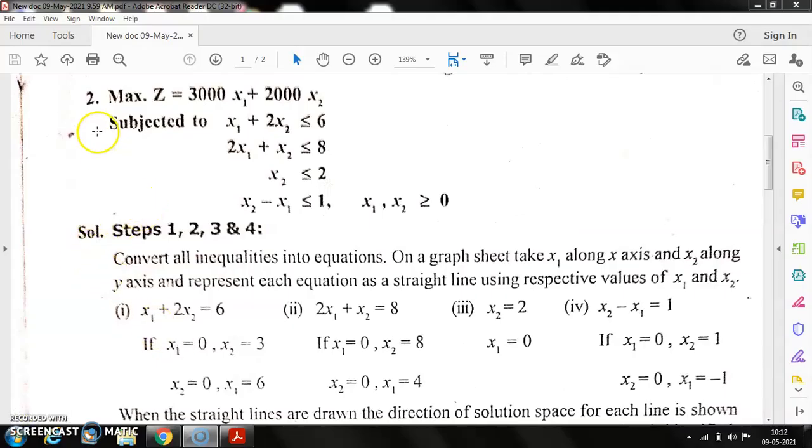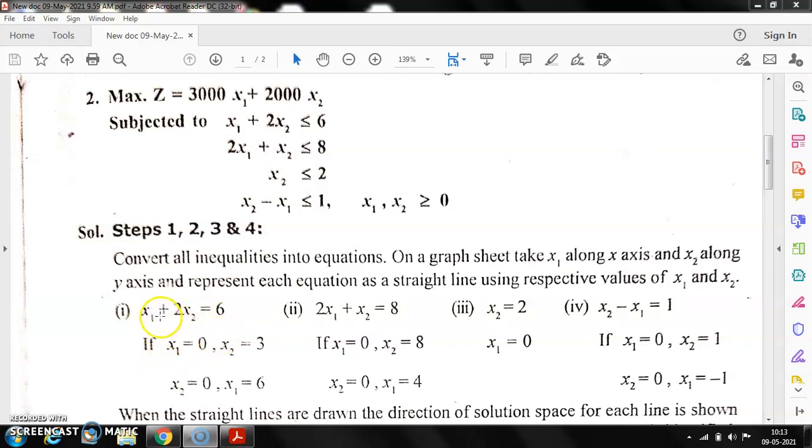Okay, let us take the second question. Maximize z, which is equal to 3000 x1 plus 2000 x2, subject to the constraints. These are all the constraints. They have given 4 constraints, and this is the non-negativity condition. Step 1 is very similar to the earlier problem. What you need to do is first convert the inequality signs into equal signs. The first equation is x1 plus 2x2 equals 6. What do you need to do after that?